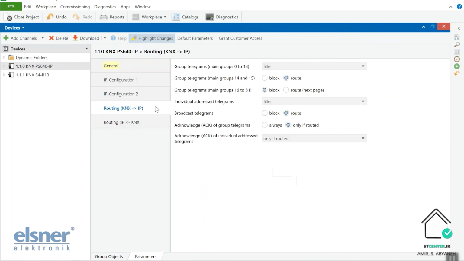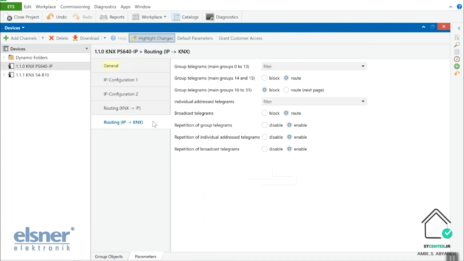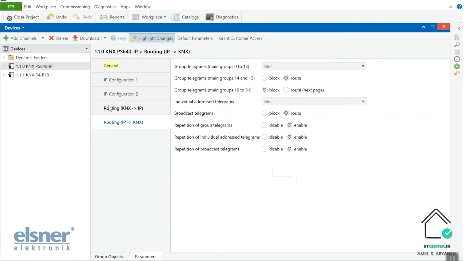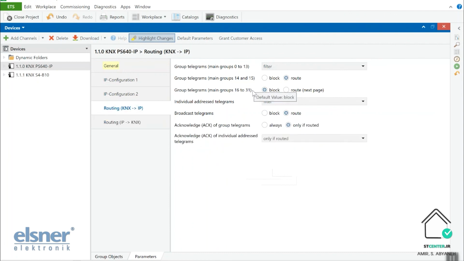In routing between KNX to IP and IP to KNX, there are settings that you can change if you need, of course. By default, the main group addresses 0 to 13 are filtered. The 14 and 15 are completely routed, and the main group addresses 16 to 31 are blocked, okay? Also IP to KNX is like this. So you can change it if you need, according to your programming in ETS.